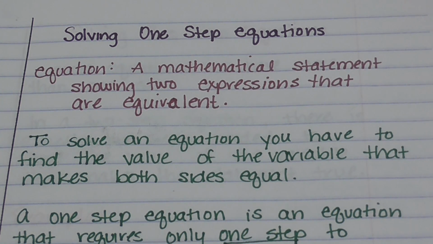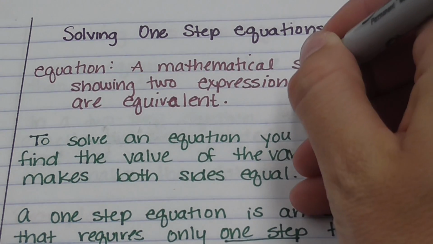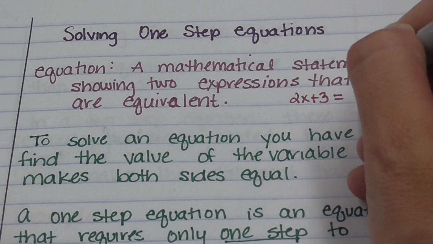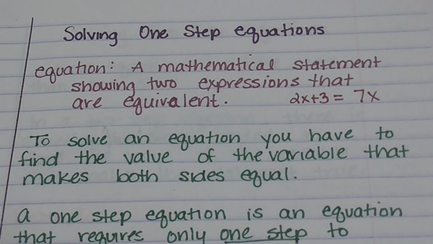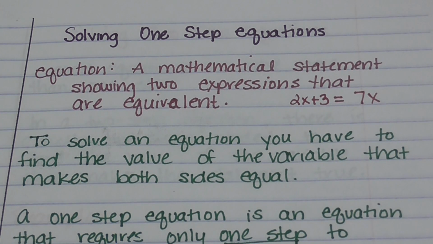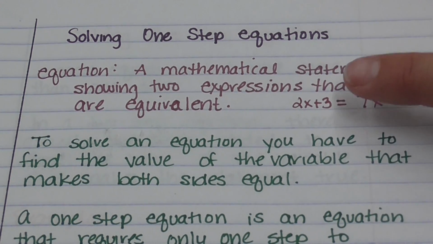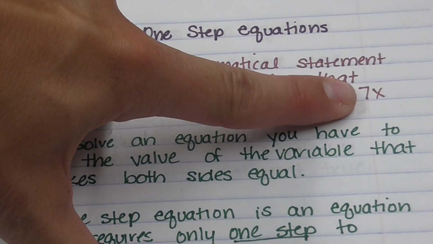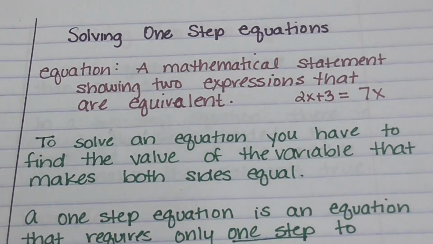First of all, what's an equation? An equation is a mathematical statement showing two expressions that are equivalent. An example of something like this would be 2x plus 3 equals 7x. Just making it up. So there is an equation, where 2x plus 3 is an expression and 7x is an expression.